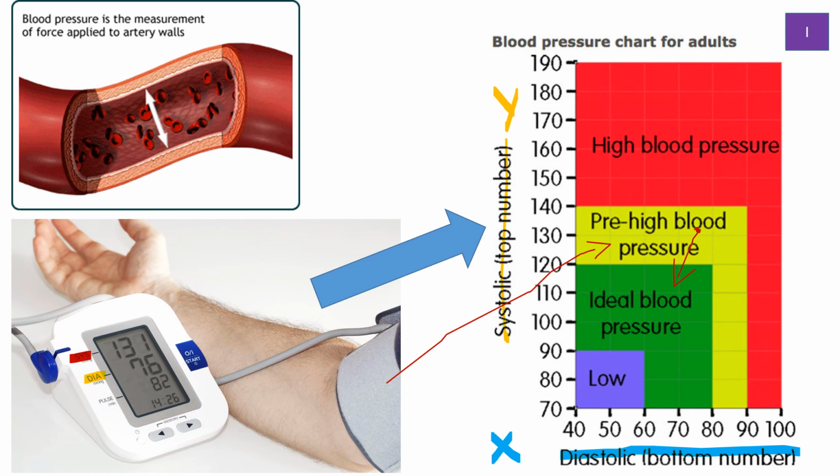Too low, obviously, could be a problem. If you haven't got enough pressure in your arteries to get that blood around your body, it can also be a problem. So you want it to be in that green zone.